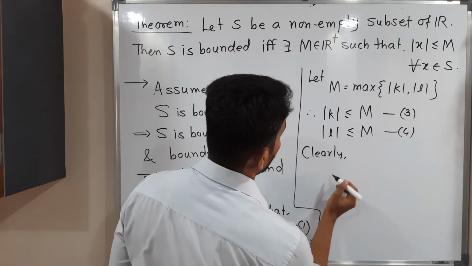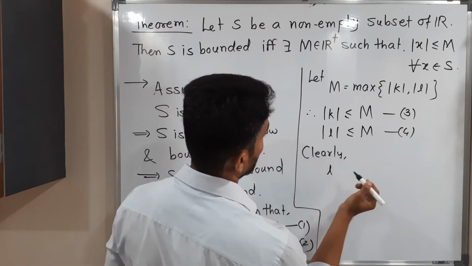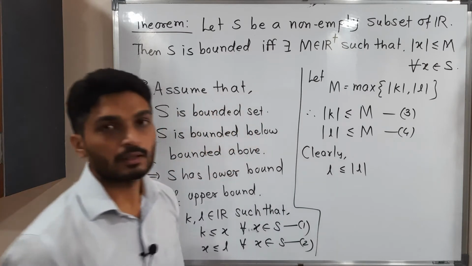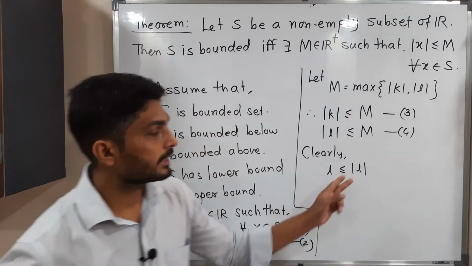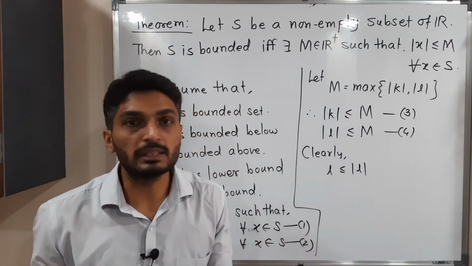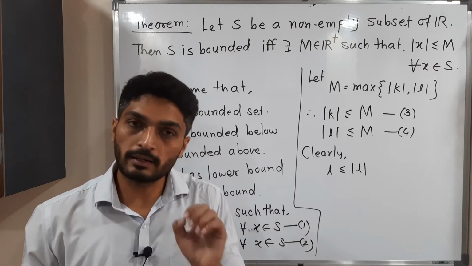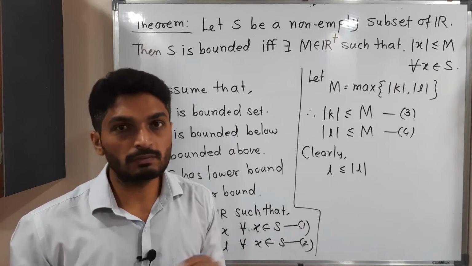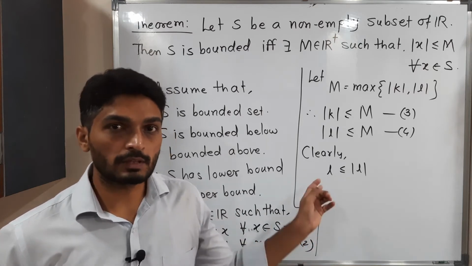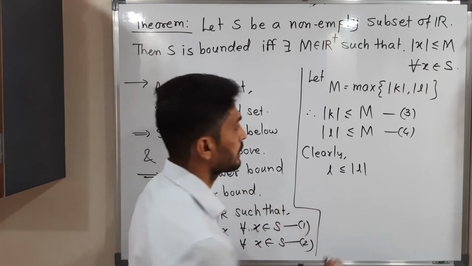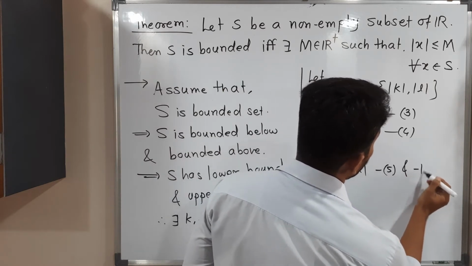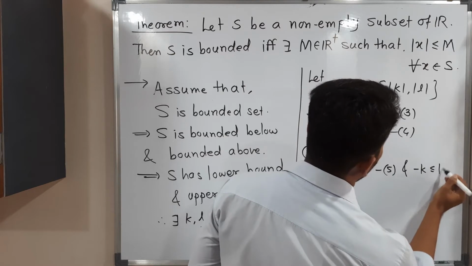Clearly, L is less than or equal to mod L. L can be positive, can be negative, we don't know anything, but mod L is 100% positive. So it will be either equal, if L is positive we will have equality, but if L is negative we will have inequality. So that's why I can write this one. I will say this is 5, and minus K is less than or equal to mod K.